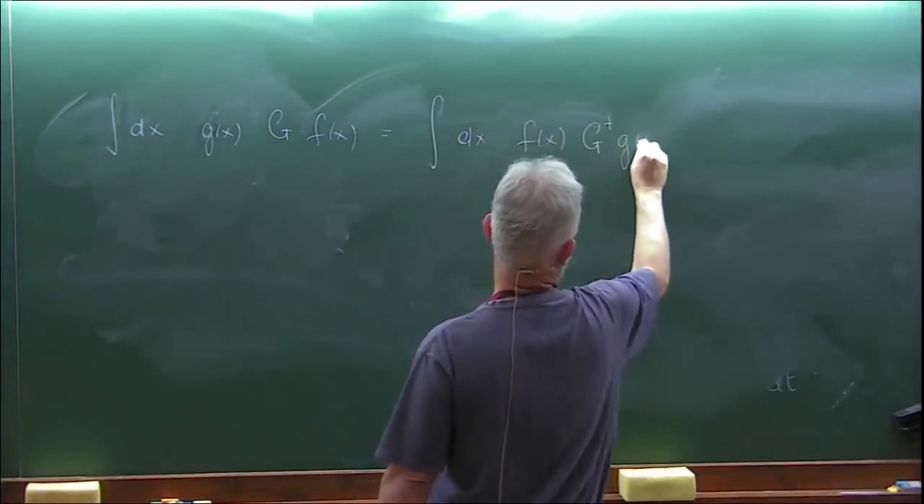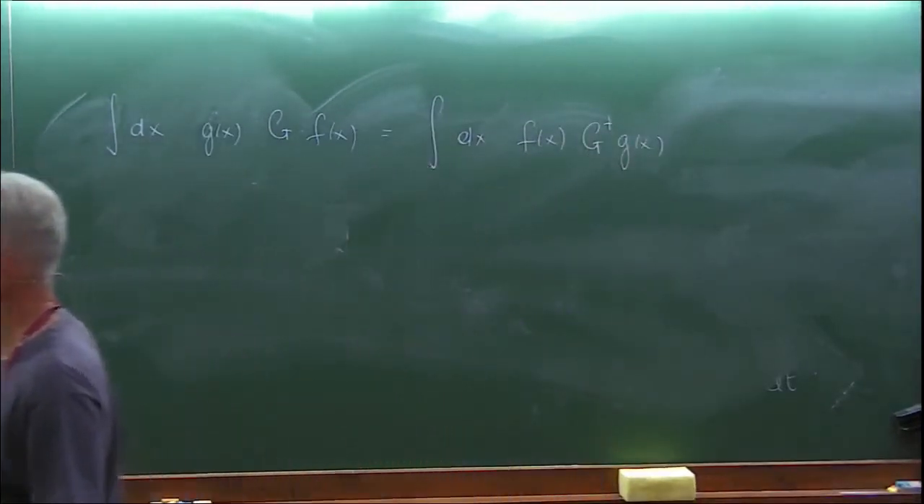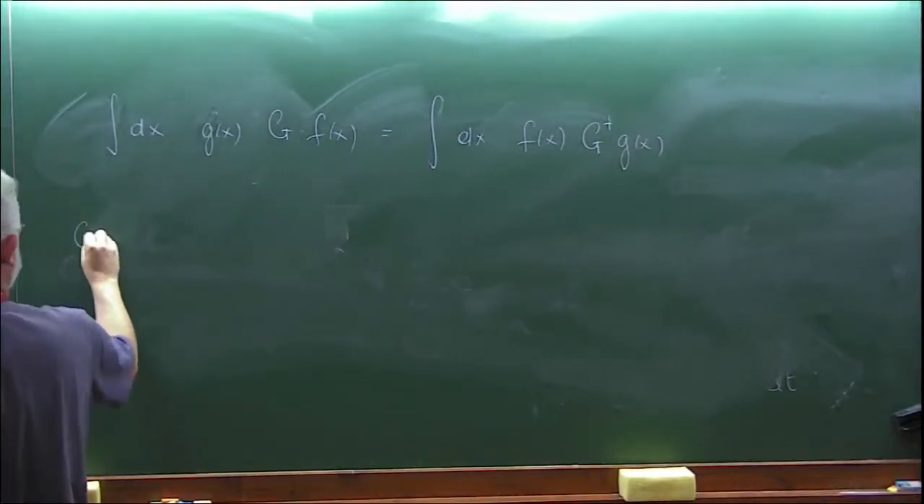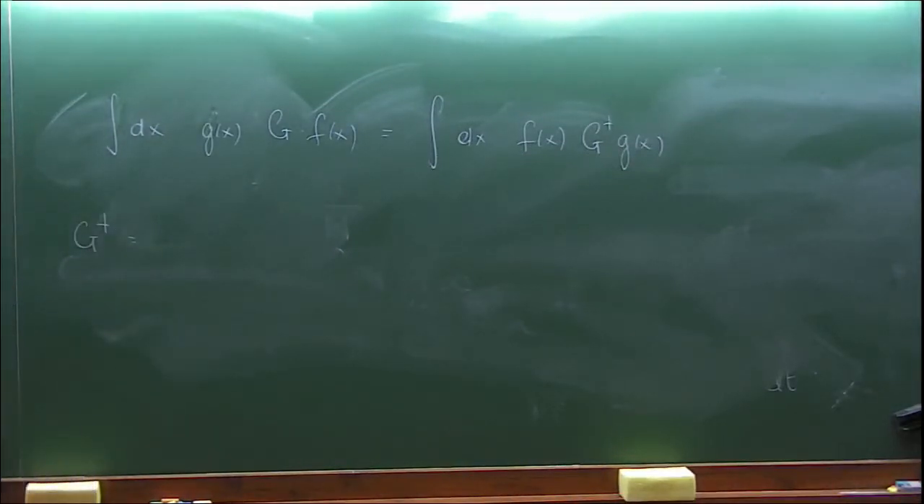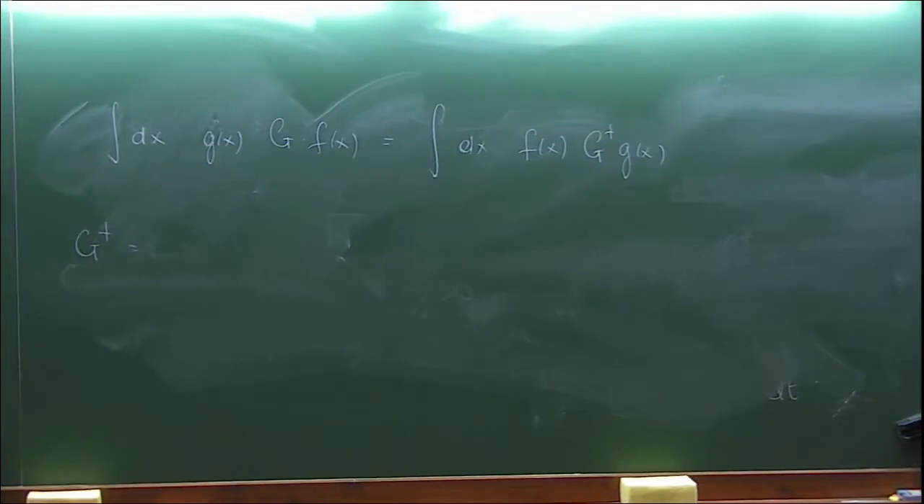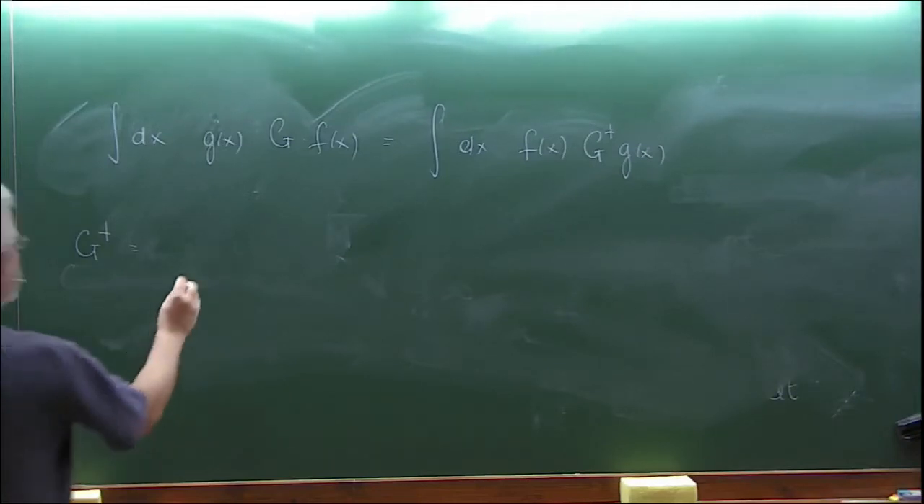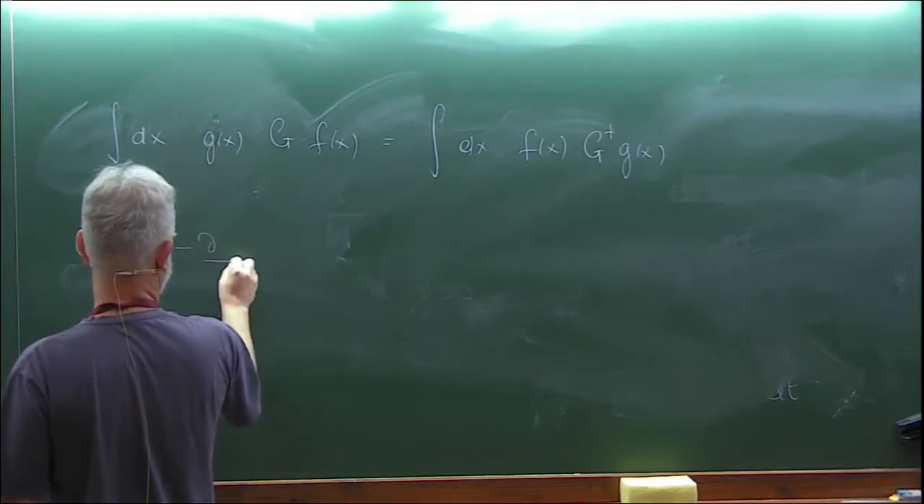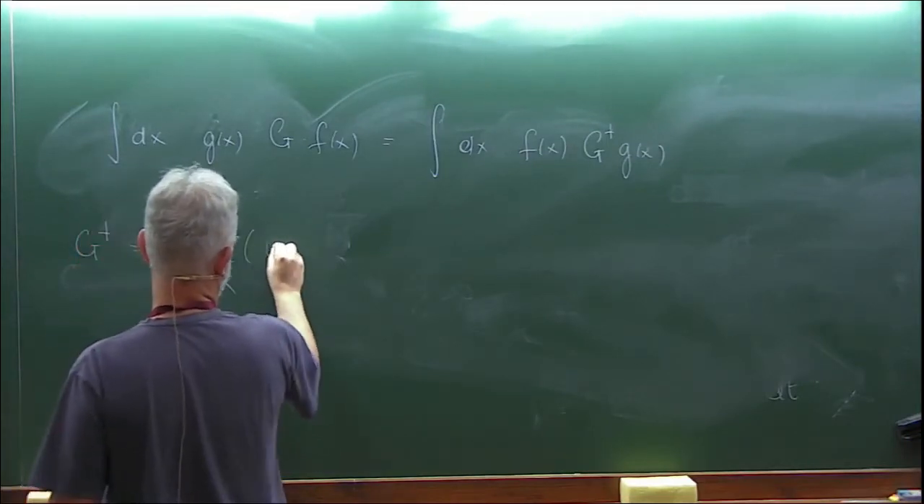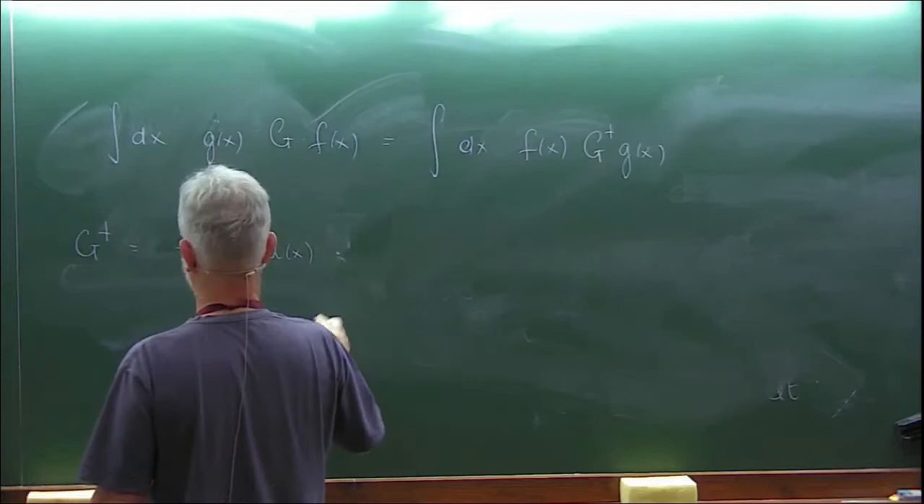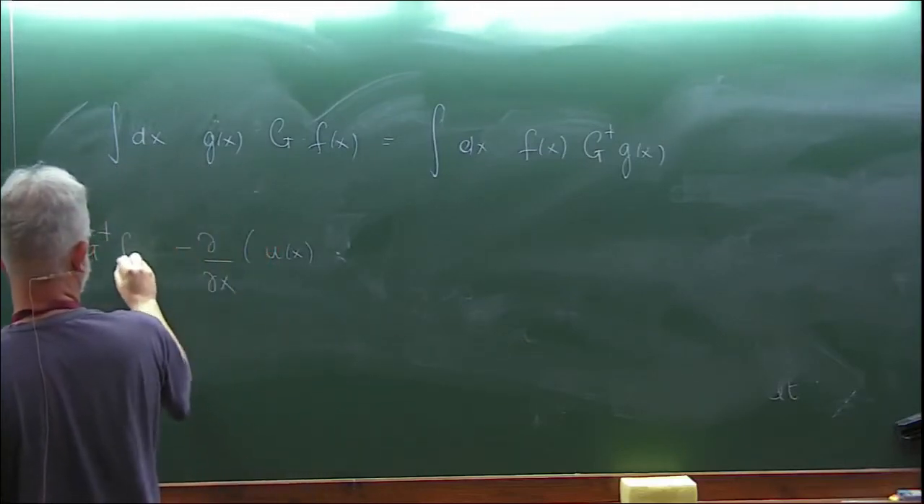okay. And it's very easy. Who can tell me what g dagger is equal to? So if I assume that the probability distribution goes to 0 at infinity, or I have periodic boundary conditions, I ignore the boundary terms. So you can see that this guy here I only have to differentiate once. But he's going to change his sign, so I'm going to get minus d by dx of u of x. Okay?